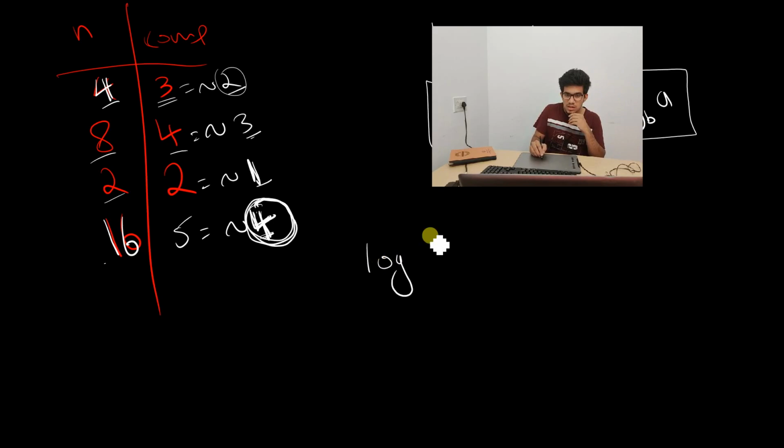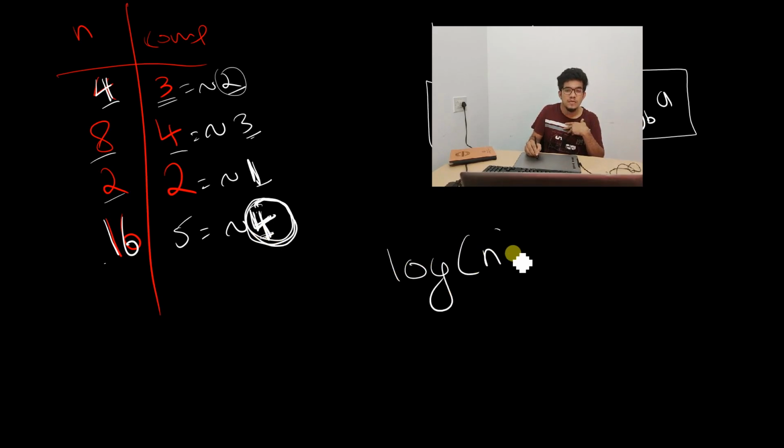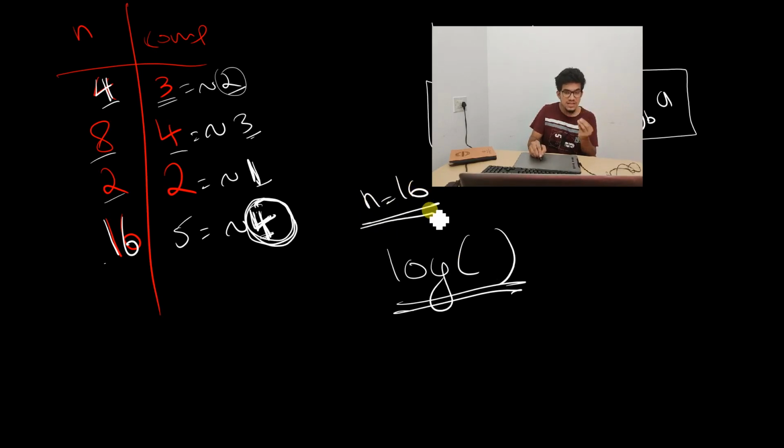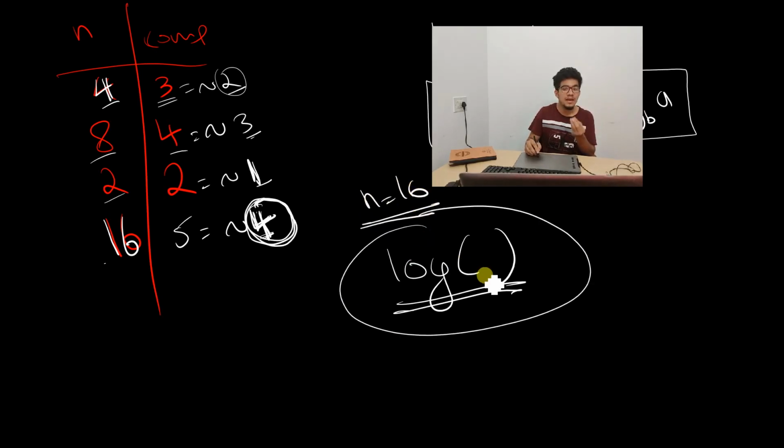I am telling the time complexity is log of n. This is the time complexity, which means if n value is 16, your program will execute for log 16 times.